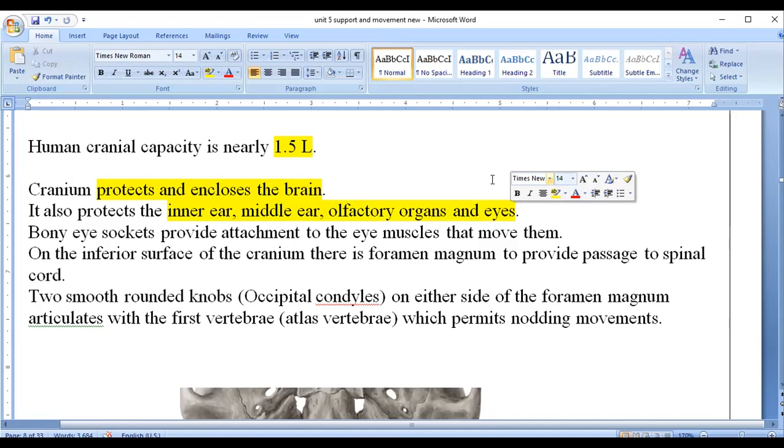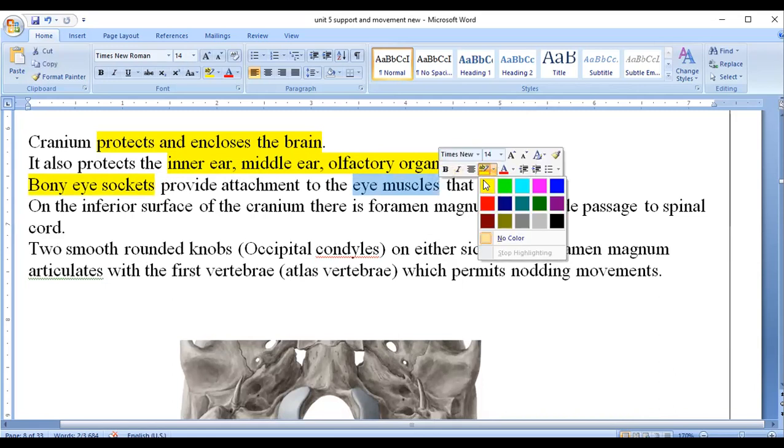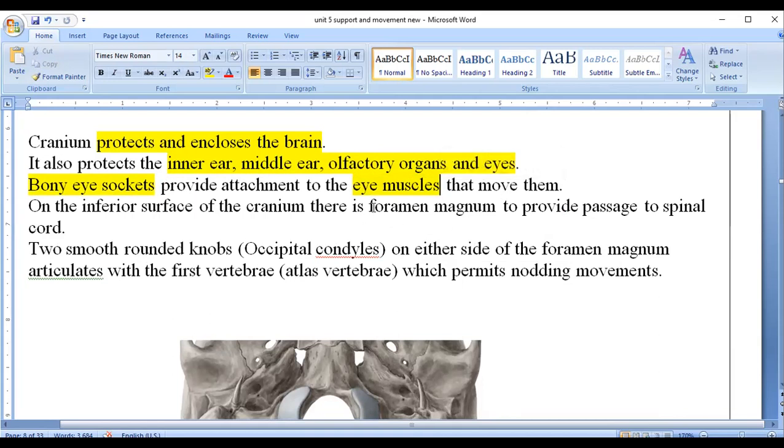Instead of the word eye orbit, they use the term bony eye socket. This bony eye socket, on one side, protects the eyes. On the other side, it provides a place for eye muscle attachment. The extrinsic muscles are attached to the eye orbit bones and produce movements: horizontal, vertical and rotational. And I introduce this word to you. What is this word?